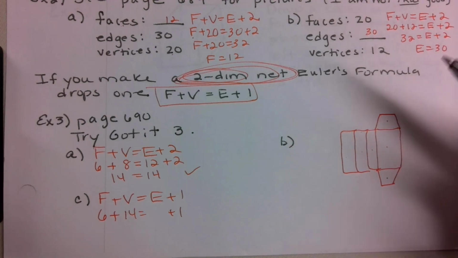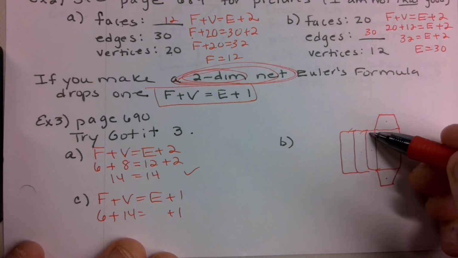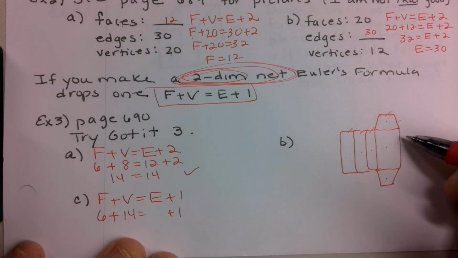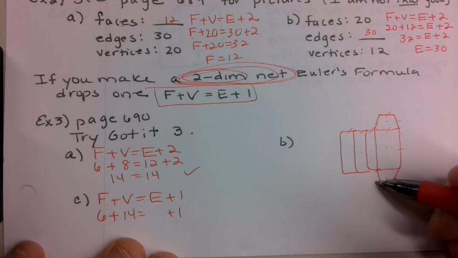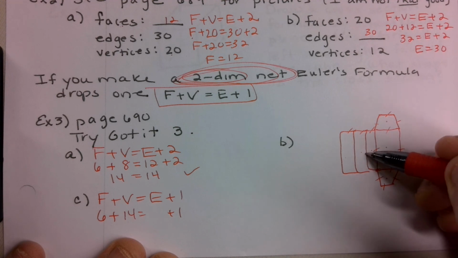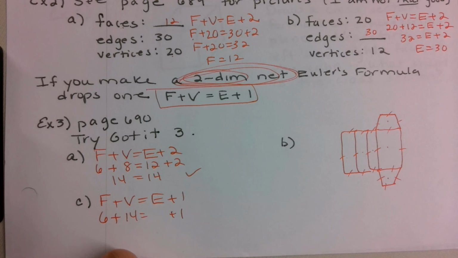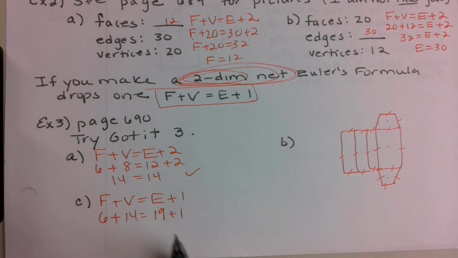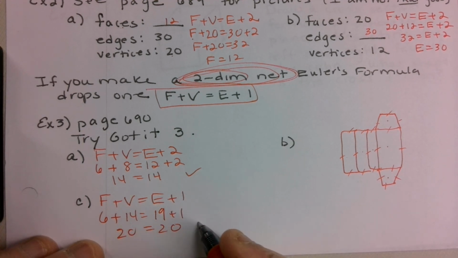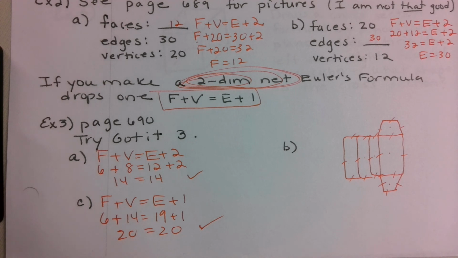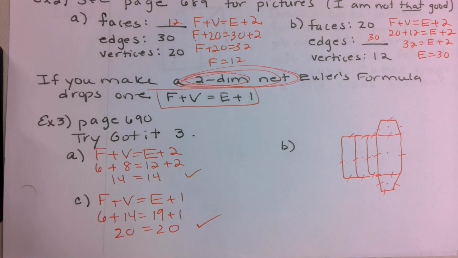I'm going to kind of mark them off. 1, 2, 3, 4, 5, 6, 7, 8, 9, 10, 11, 12, 13, 14, 15, 16, 17, 18, and 19. Does that work? Yes. So you lose one of the points when you lay it flat, because something doesn't overlap.